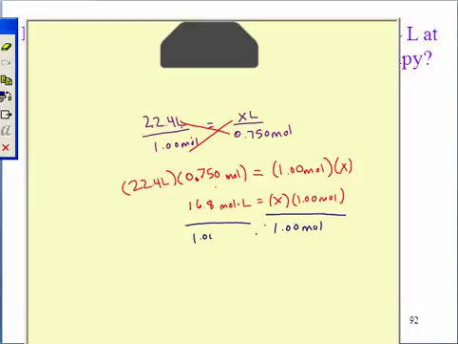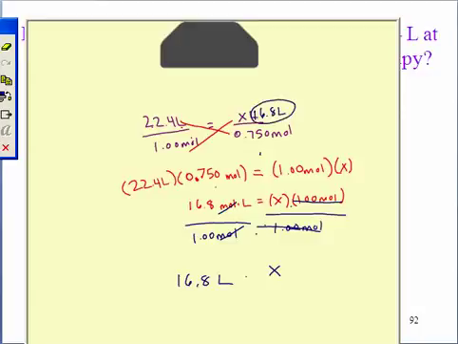because that is what is multiplying my unknown of X. My units of moles cancel out here. My units of moles as well as my 1 cancel out here because anything divided by itself is 1. And then I have 16.8 liters. Okay, so our X up here is 16.8 liters.